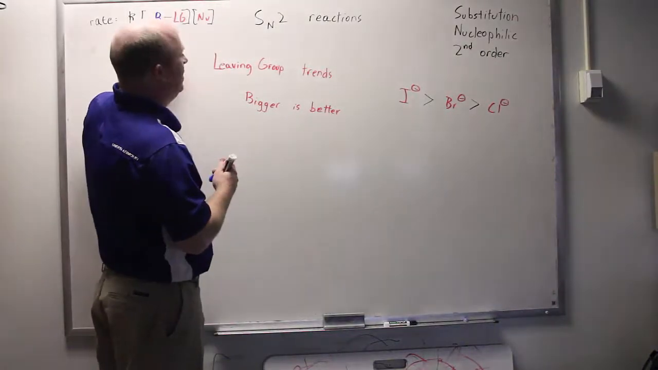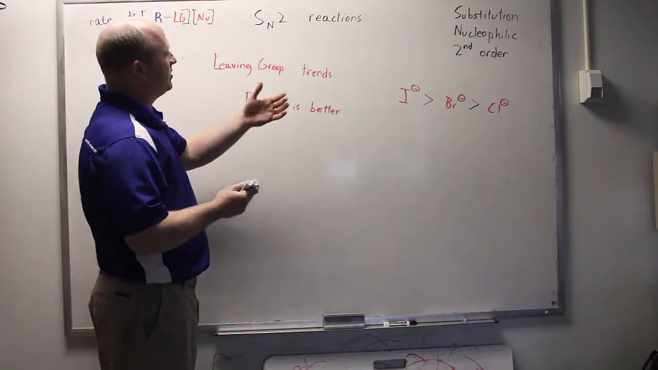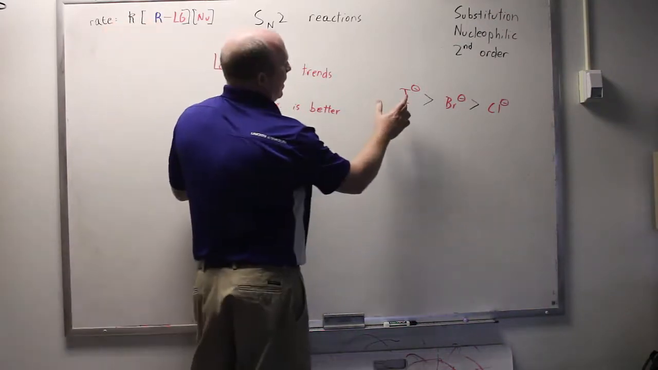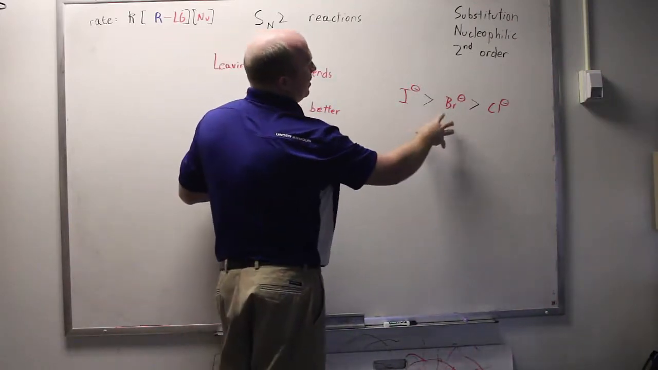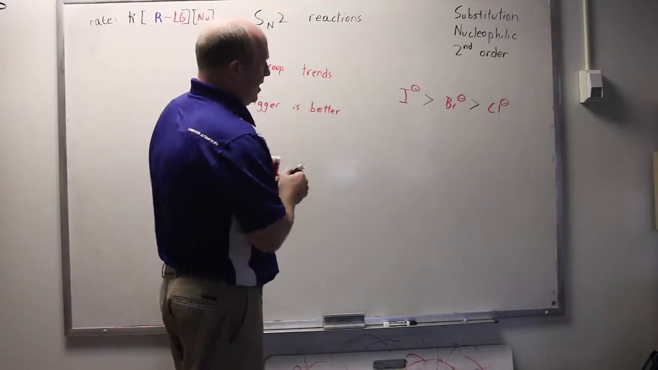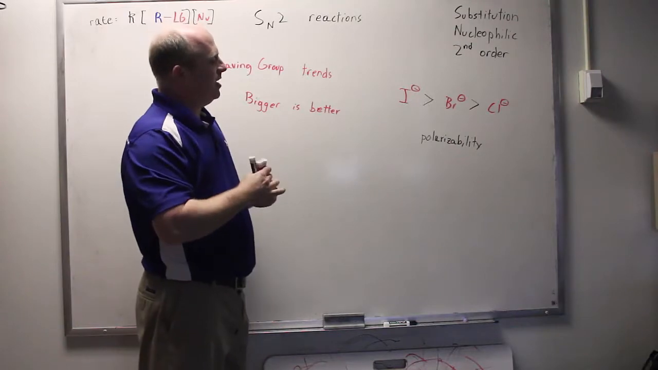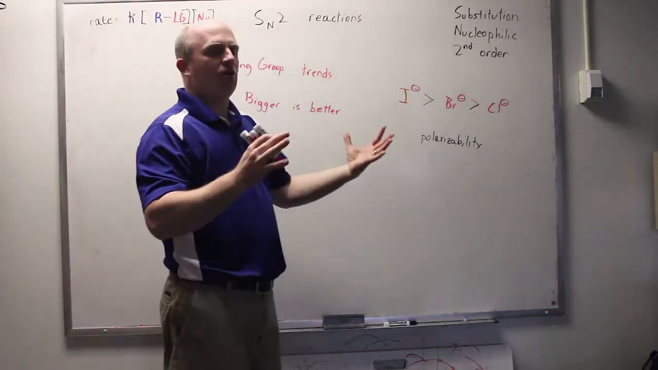Moving on to leaving group ability in an SN2 type reaction. Basically, the trends for leaving groups, the most important one by far is bigger is better. Again, iodide is bigger than bromine, which is bigger than chlorine. Iodide is a better leaving group than bromine, than is chlorine. This explanation, once again, is really about polarizability frequently. And the explanation here tends to be that you can smear the charge out over a larger area.